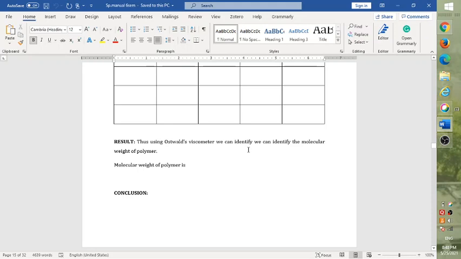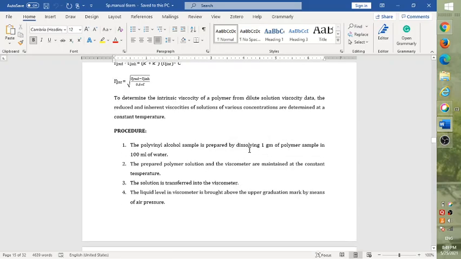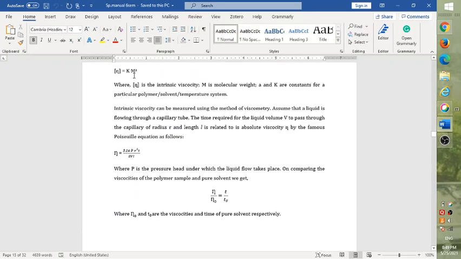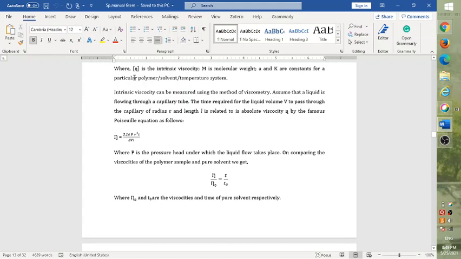So suppose you get the value of the intrinsic viscosity by using all those formulas, then simply substitute the intrinsic viscosity in this formula, and the values of K and a I am giving you. a is 0.64 and K is 45.3 into 10 to the power minus 3, and just by simply substituting it, you will get the viscosity average molecular weight of polyvinyl alcohol.